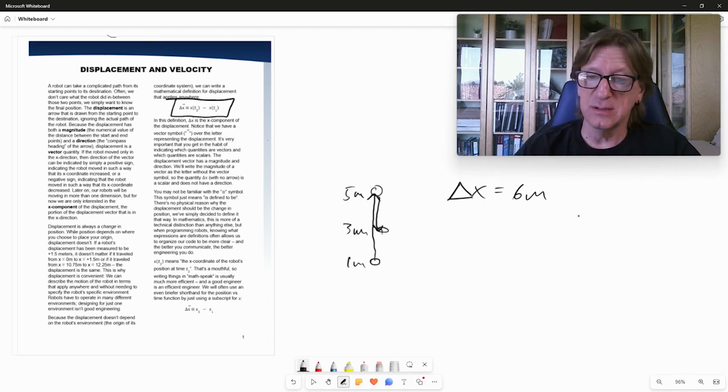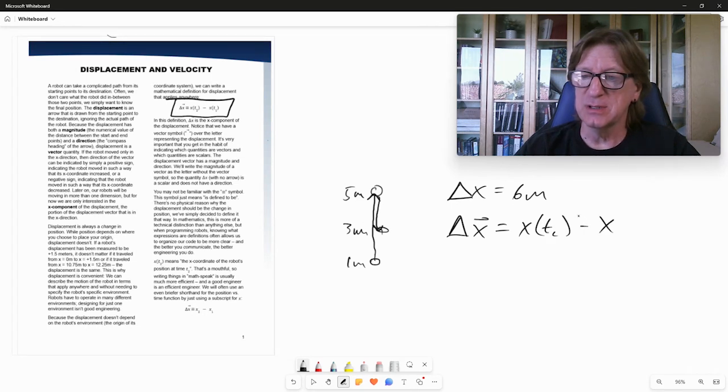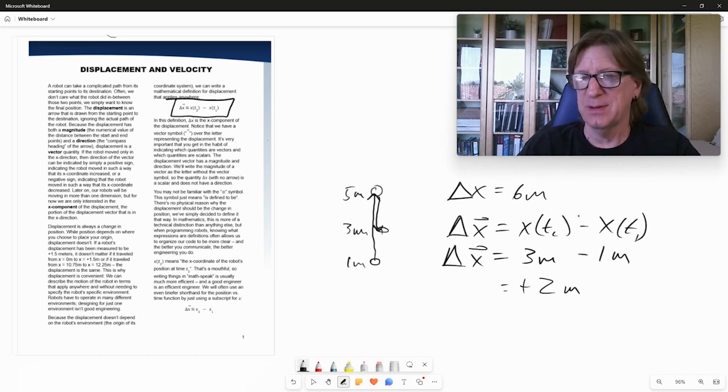Here's where it gets a little different. My displacement is still my x position at time 2 minus my x position at time 1. So my x position at time 2 is 3 meters. My x position at time 1 is 1 meter. So my displacement traveled was actually only positive 2 meters from that. And you say, well, that's crazy. The robot actually did travel 6 meters.